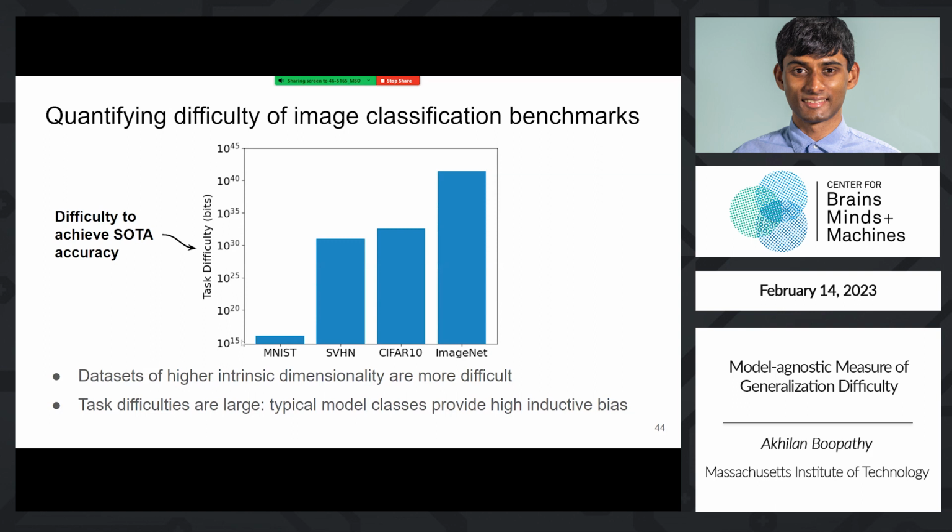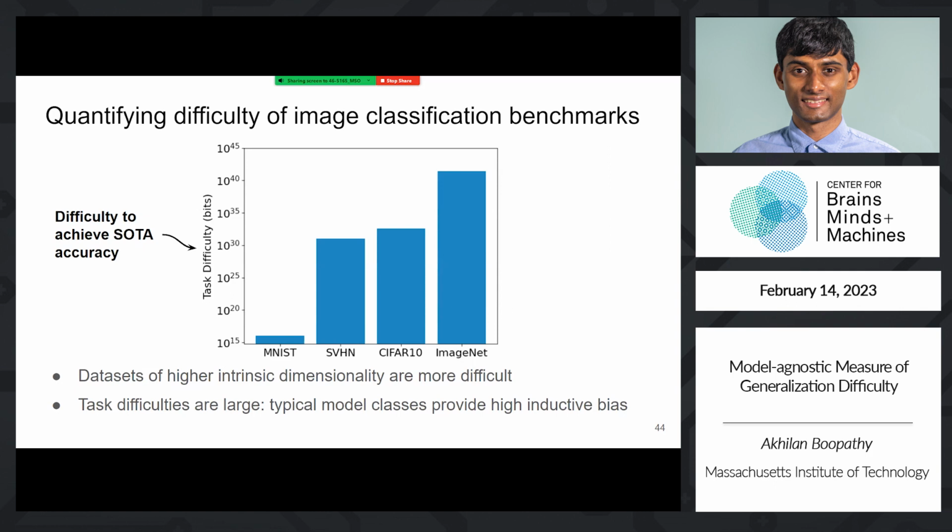First thing to note, data sets that we would intuitively think are more complicated, like ImageNet, are very difficult, CIFAR-10 and SVHN are slightly less difficult, and MNIST is very easy in comparison. But the other thing to note is that even for MNIST, we require 10^16 or so bits of information in the inductive bias to solve the task.